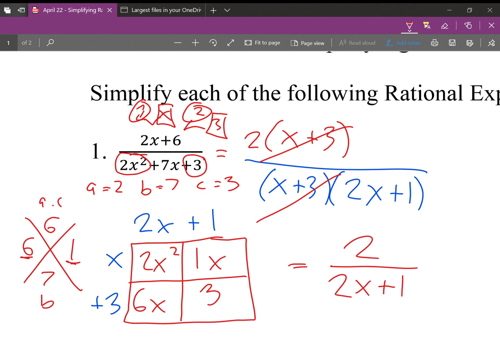So 1 through 4 are similar in this way, and then 5 through 12 are a little bit different, so I will go ahead and make a little video for 5 as well.